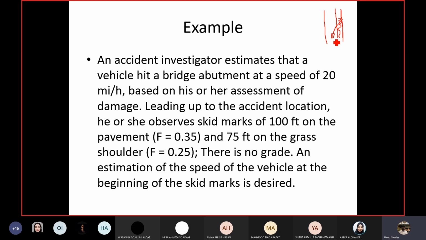Okay, so in that case, the F value will remain the same. In any case, we have a different F value for the shoulder because of its different surface. There is no gradient on the pavement or on the shoulder. In both cases, there is no gradient, and they want the speed of the vehicle at the beginning of the skid marks. At the beginning of the skid marks, meaning the point at which the driver hit the brakes, the point at which the driver started pressing the brakes. They want the speed of the vehicle at that point.